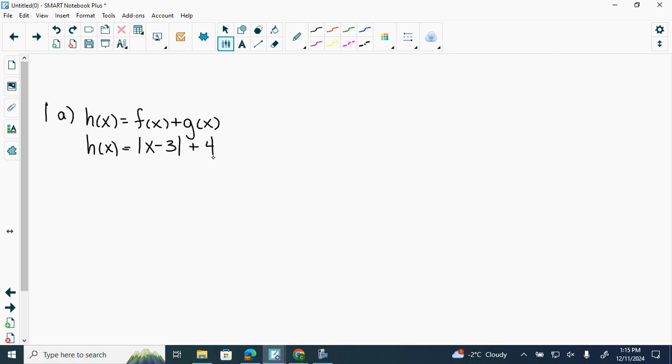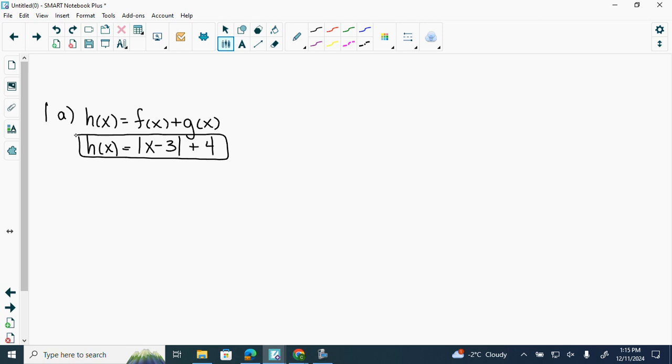Where the errors happen is you guys don't know how to simplify terms. And you often simplify things you can't simplify. So this is the absolute value of x minus 3 plus 4. Can I put the 4 with the absolute value? No, this is done. But we're going to talk about the domain and range.